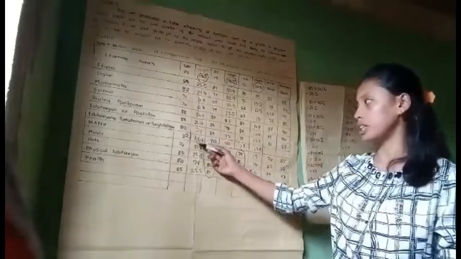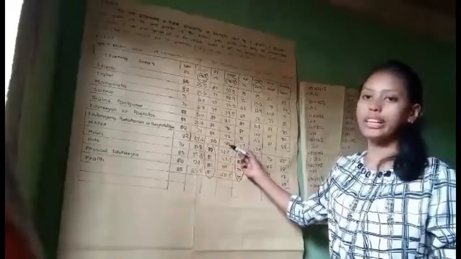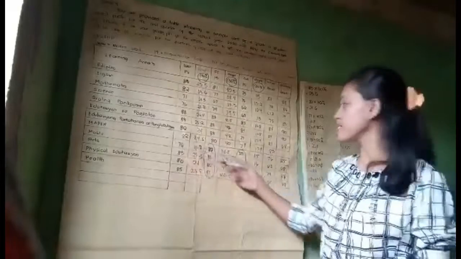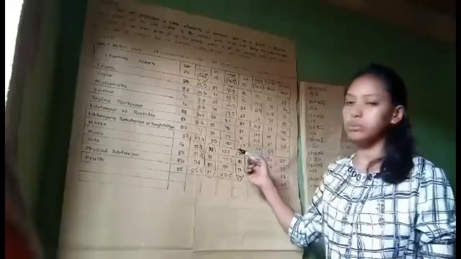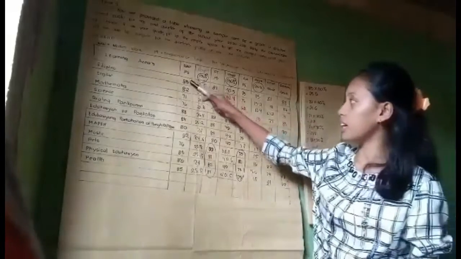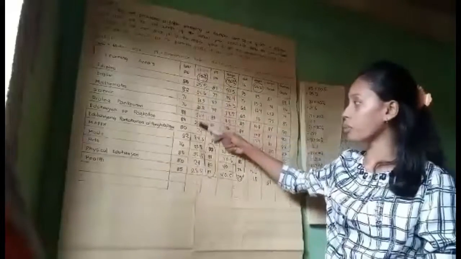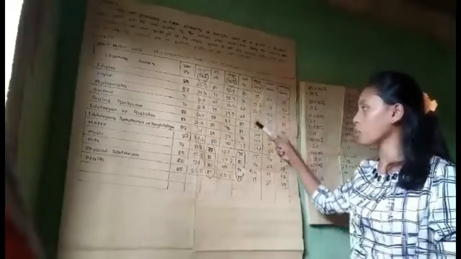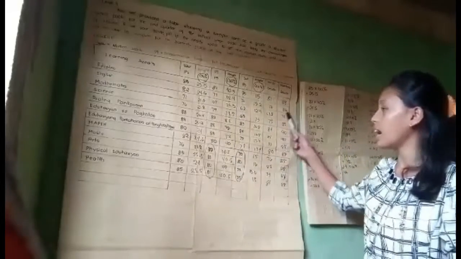So let's add these three: 24.6, 40, and 15.4. This would be 80. So the initial grade of MAPEH is 80. And the transmutation of 80 would be 87. So these are the weight of written work, the weight of performance tasks, and the weight of quarterly assessment, which give the initial grade.